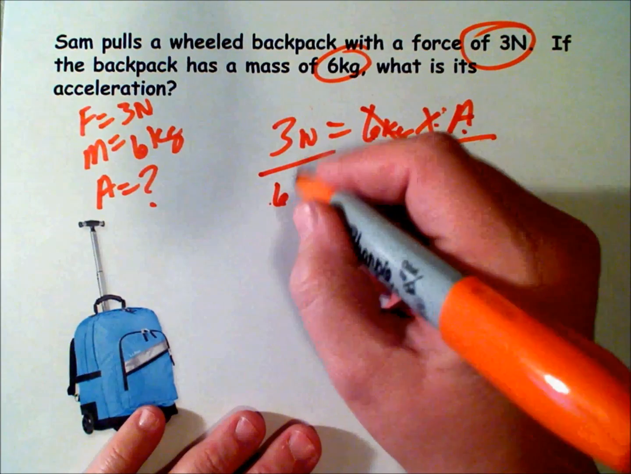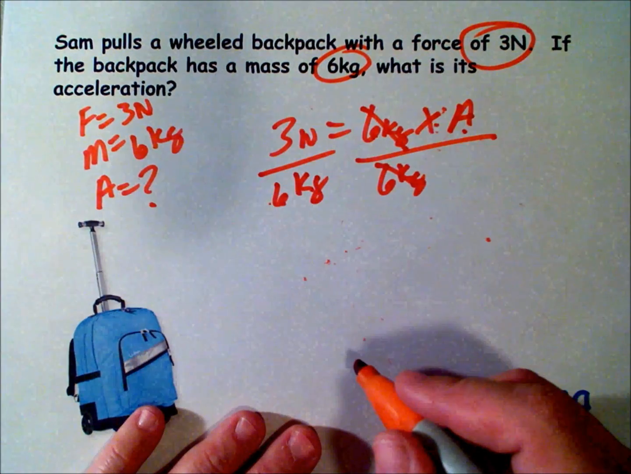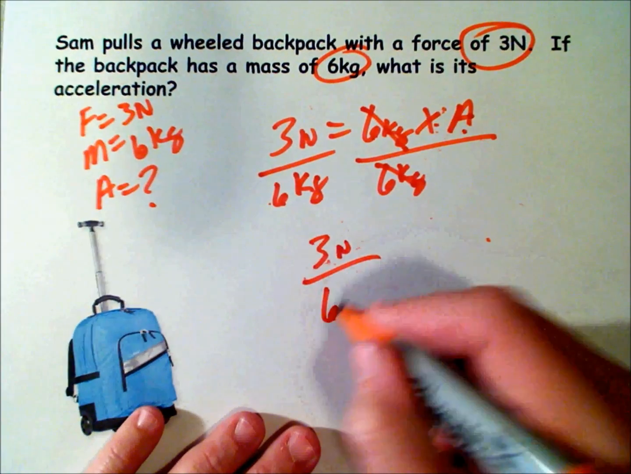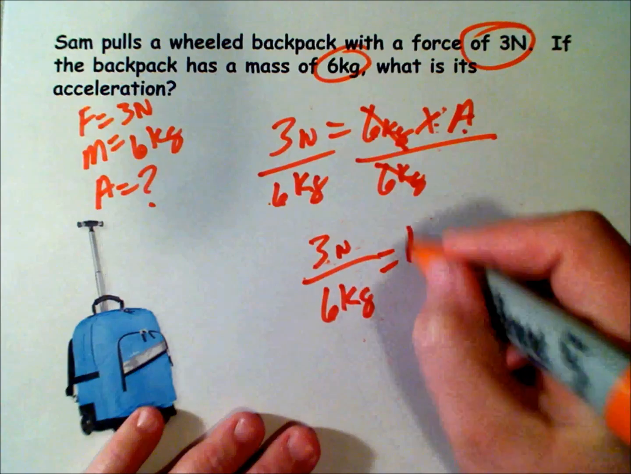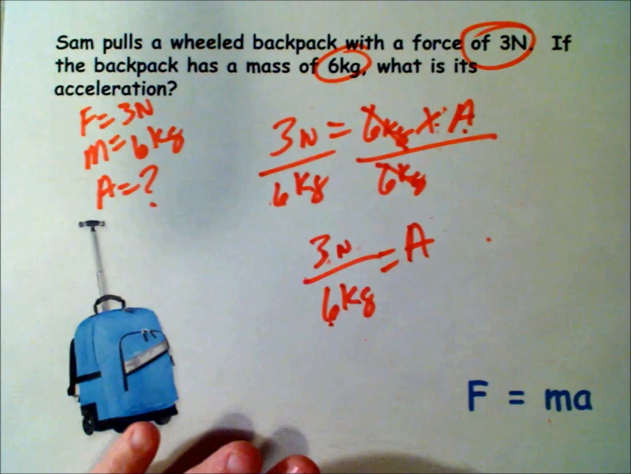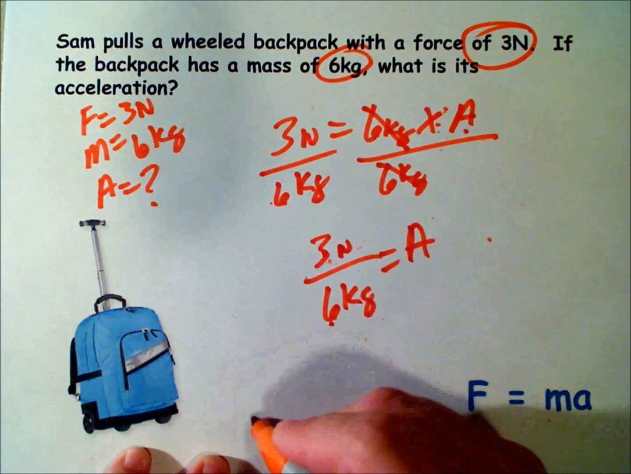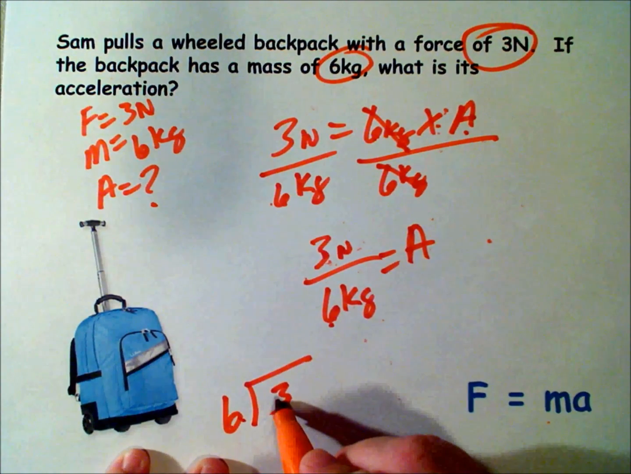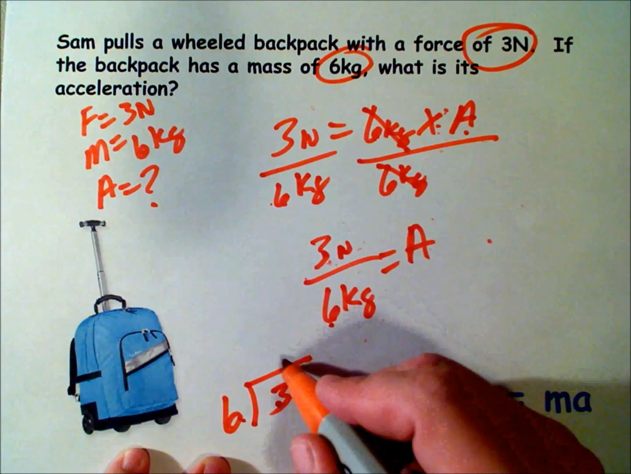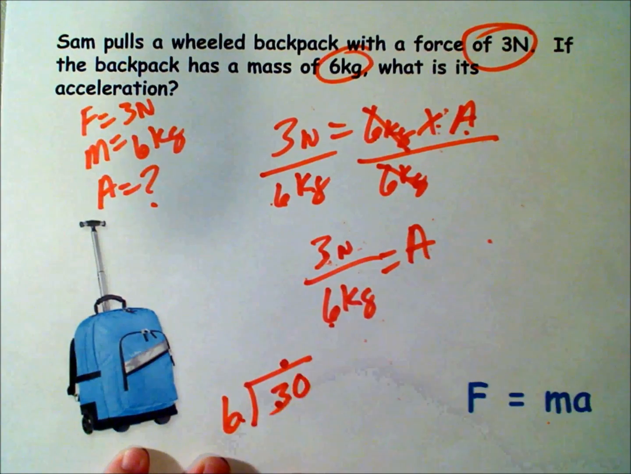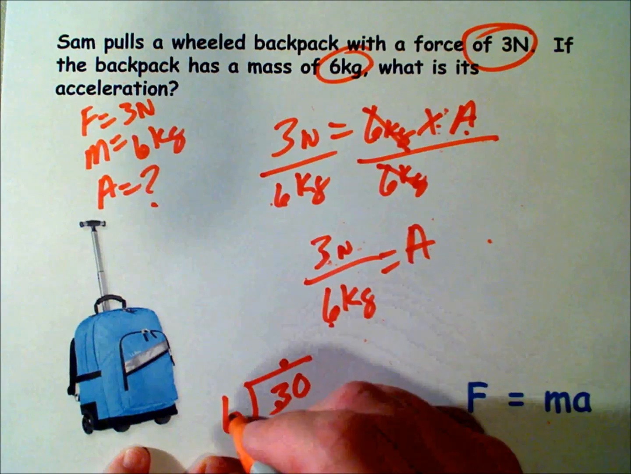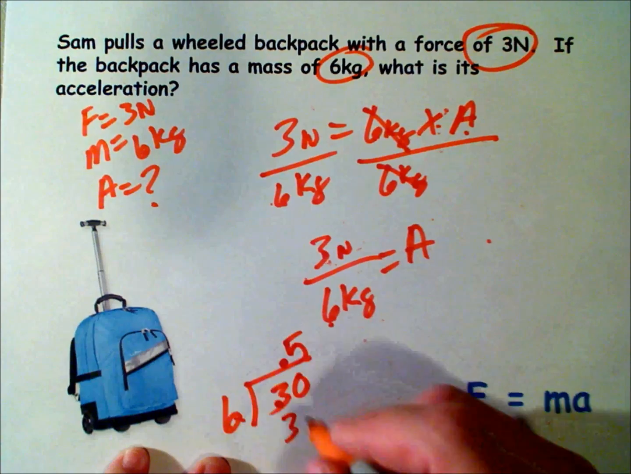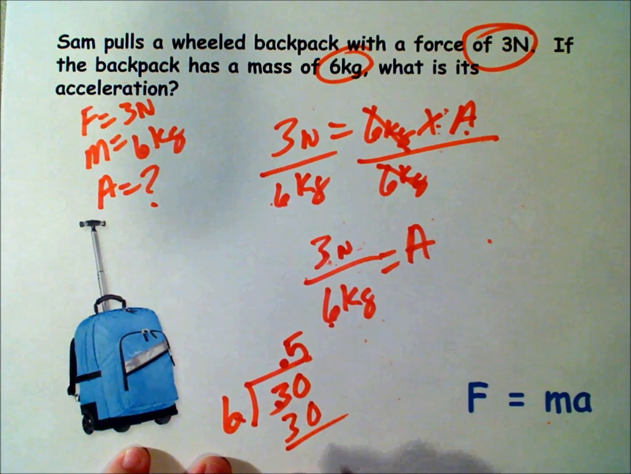So now our equation is 3 newtons divided by 6 kilograms equals a. 3 divided by 6. What's that problem going to look like? 6 won't go into 3. So what are we going to do? Well, we've got to add a decimal point. It allows us to add a 0. Now, will 6 go into 30? It sure will. 5 times. And 5 times 6 is 30. And that's the end of that problem.